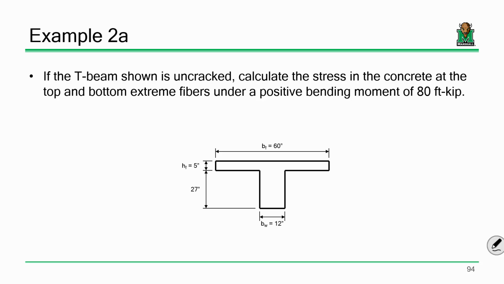Okay, so let me just ask you this conceptually. What's different about this problem? I mean, this is still sigma equals My over I, right? What's different about this problem? Well, yeah. What is I? Ooh, that one's a little more complicated, isn't it? That one's a little tougher, right? We have to actually compute I. Ooh. Let's talk about that.